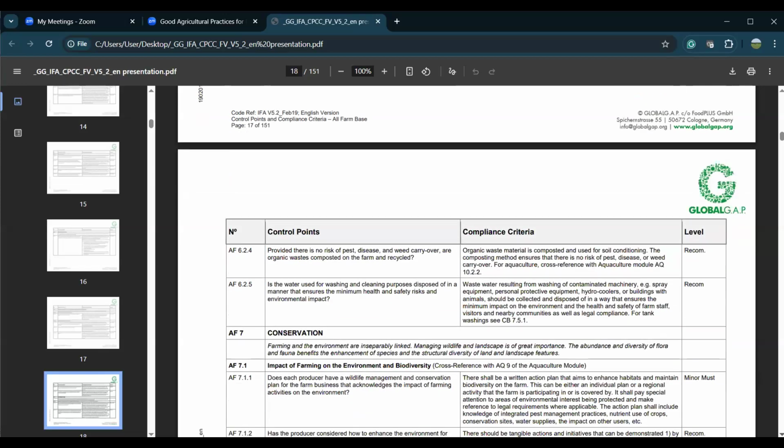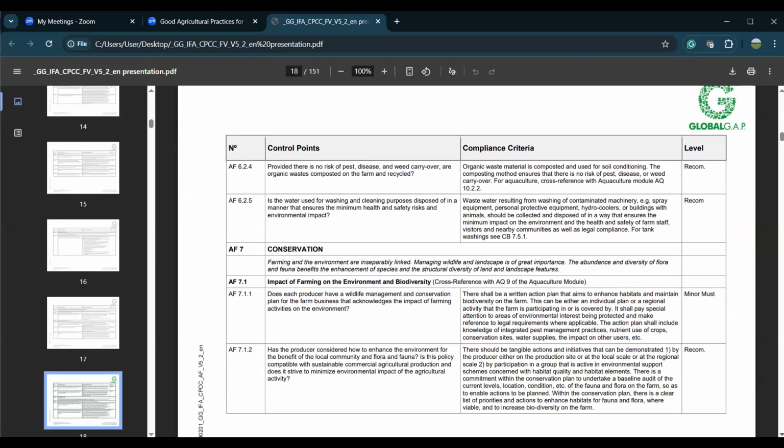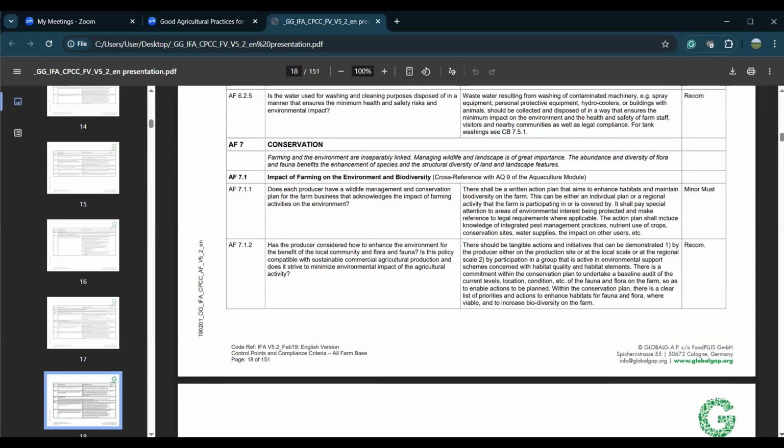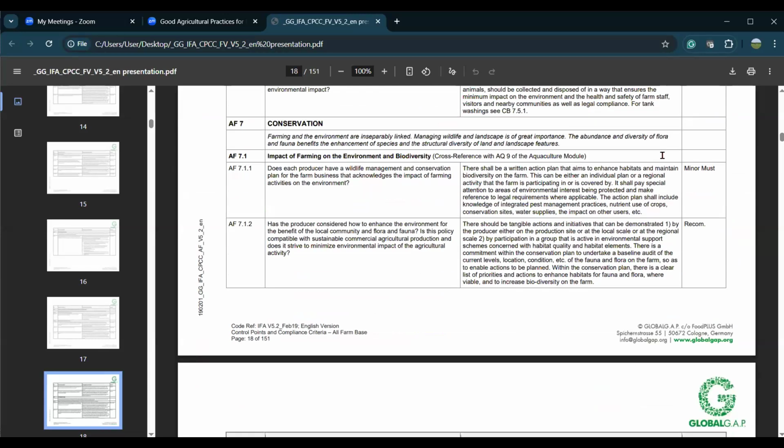Okay, this also goes to conservation and biodiversity. It's always safer when you're in an environment where you have a very healthy biodiversity system, and how that impacts the environment and how it impacts your farm as well. It's also very important.